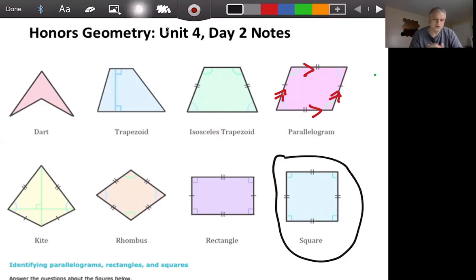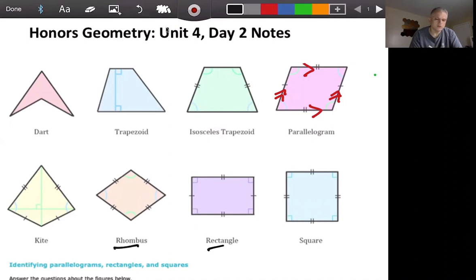So the rhombus, the rectangle, and the square are all special types of parallelograms. Okay? They all fall under the parallelogram family. The ones that do not fall under the parallelogram family are all these other guys, but mainly we're going to look at the trapezoid. So why isn't a trapezoid a parallelogram?